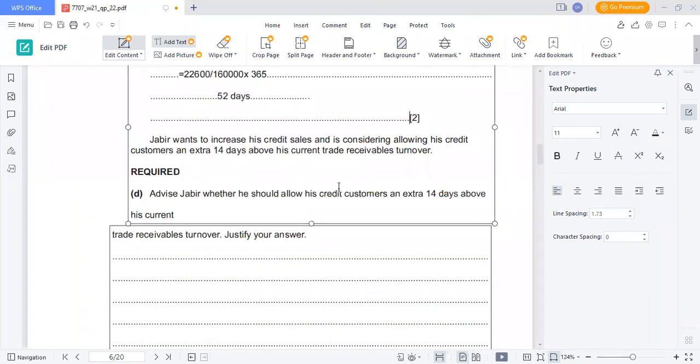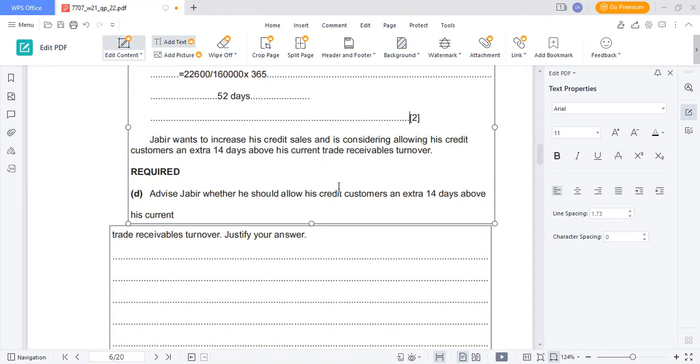Moving towards D part, Jabir wants to increase his credit sales and is considering allowing his credit customers an extra 14 days above his current trade receivables turnover. He has 52 days trade receivable turnover. That means within 52 days, his trade receivables pay him back. So he's considering giving them 14 days extra. That means he's allowing his trade receivables to pay him within 66 days. So within 66 days. Okay.